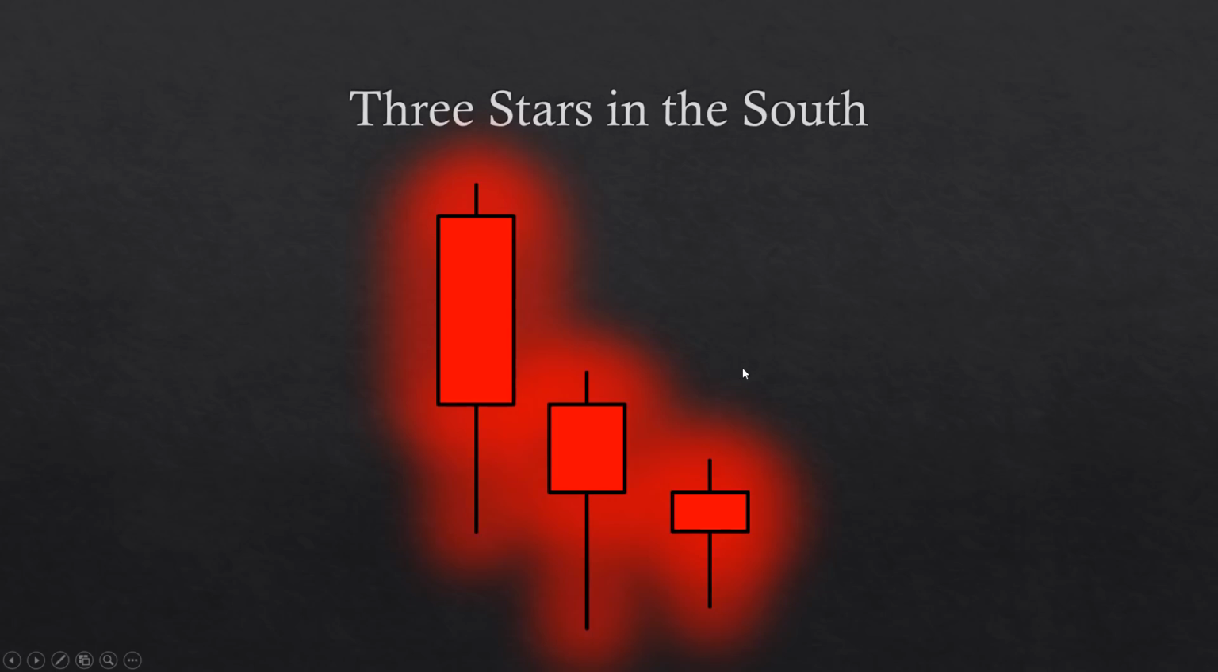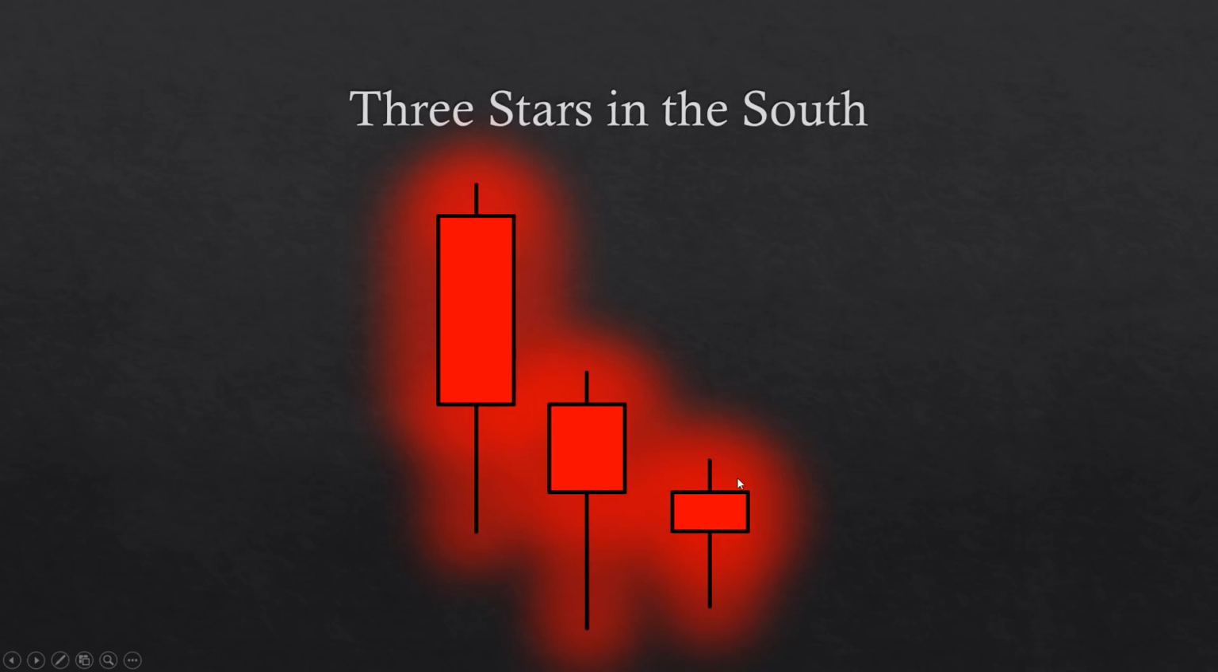So the three stars in the south pattern has three descending bearish candles. Each candle has a smaller body than the previous candle. The other important detail is that the lower tails of these three candles are much more prominent than the upper tails. The logical interpretation of this pattern is that price is decelerating its downward momentum, hence the decreasing size of the candle bodies, and beyond that, price is encountering buying pressure as we can tell by the larger lower tails. You can almost see the sellers failing to create larger candle bodies and the buyers succeeding to create larger lower tails.